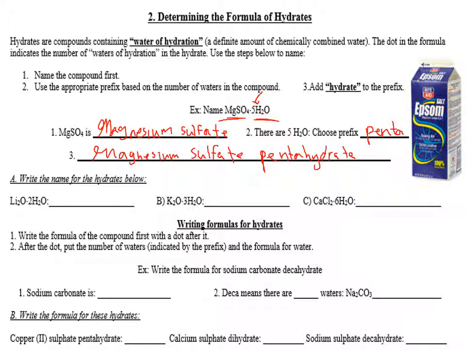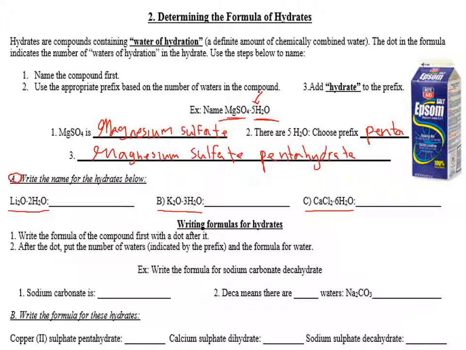So you can practice naming these ones here. What I would do is try to write out the answers and then pause my video, try to write out the answers, and then you can listen to my answers. So this one here would be lithium oxide dihydrate, potassium oxide trihydrate, calcium chloride hexahydrate.